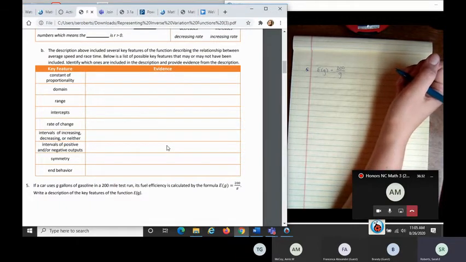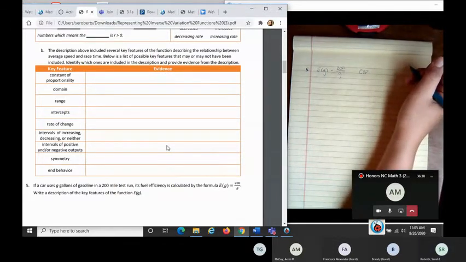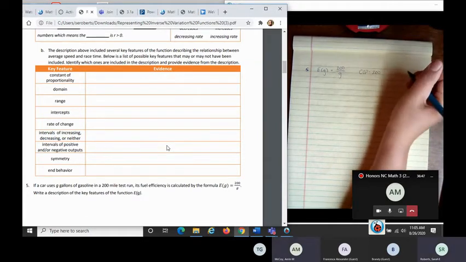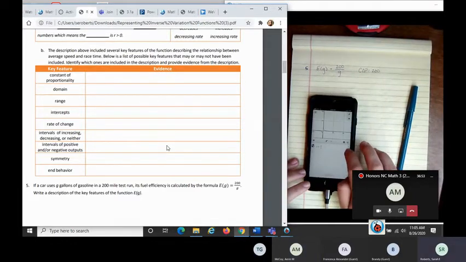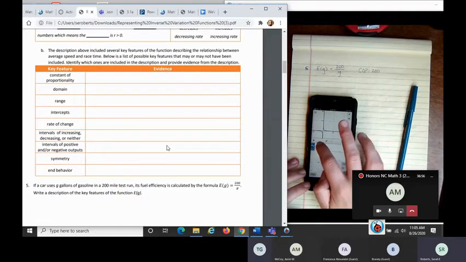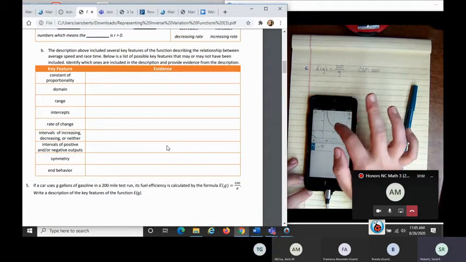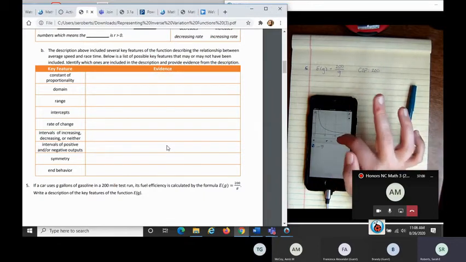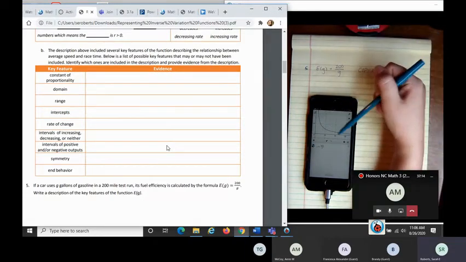So what's the constant of proportionality? I'm going to label it COP. What's the constant of proportionality for this one? 200. Yeah. And then what I would do is I would graph it. So instead of 3 right here, let's put a 200. We get this. So we can only put a positive number of gallons in, right? Like you can't put negative gallons in. So it looks like we'll only be positive, right?